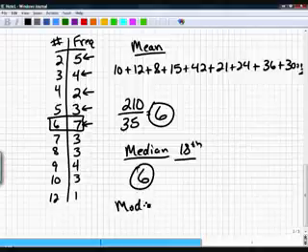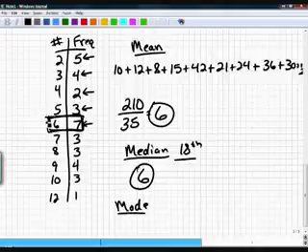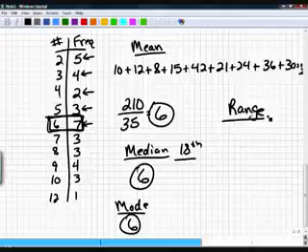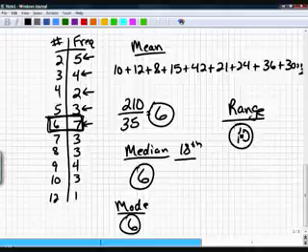Mode. This is really easy in a frequency table. What's the mode? Which one occurs most? There are 7 6s, correct? 6 occurs the most. So your mean 6, median 6, mode 6, the range, easy. Biggest minus smallest. What's the biggest number? What's the smallest? What's the range? Perfect. Any questions?